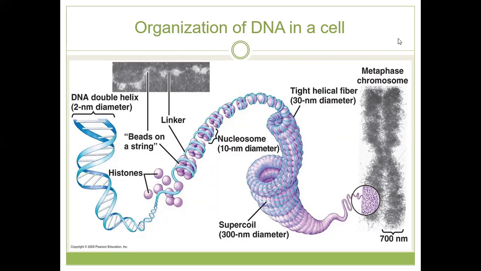The packaging, we know initially we have the DNA double helical structure with 2 nanometer diameter. This helical structure is now wrapped around a protein called histones. This protein, histones, contains a high quantity of positively charged amino acids.